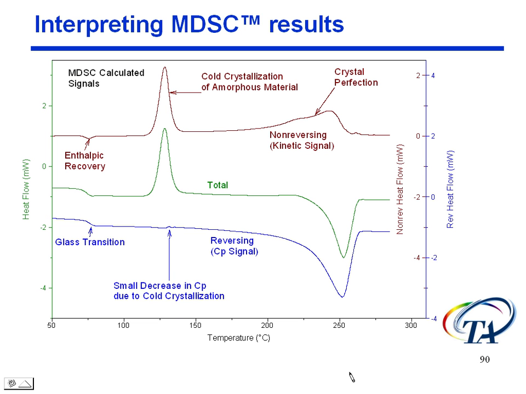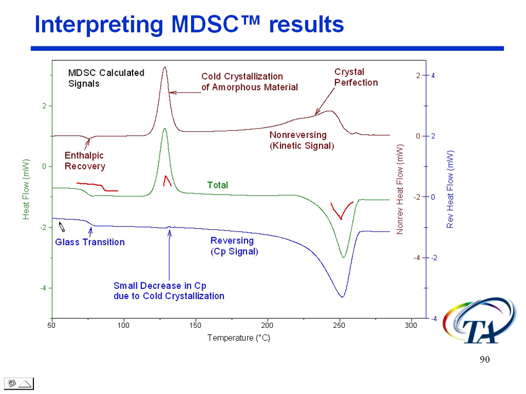Now I've got all three curves plotted here, the total, the reversing, and the non-reversing, and this is how we're going to interpret these. If we look first, here's our total heat flow curve, the green. And we can say this sample, because we know about it, here's our glass transition, here's our cold crystallization, and here's our melt. But we can see a little bit more detail if we look at the reversing curve individually and the non-reversing curve individually.